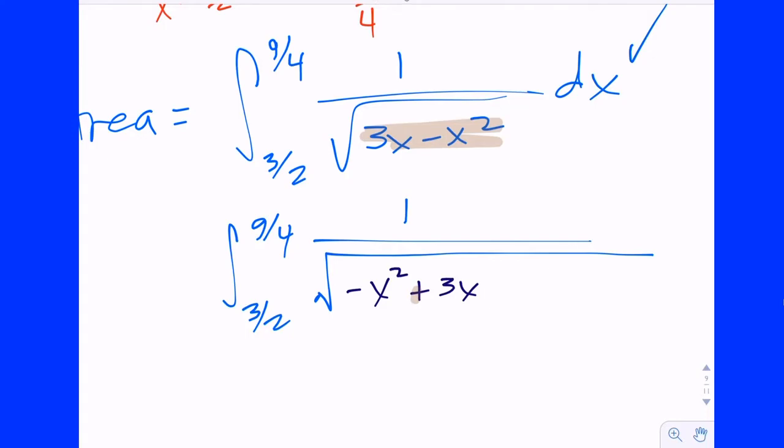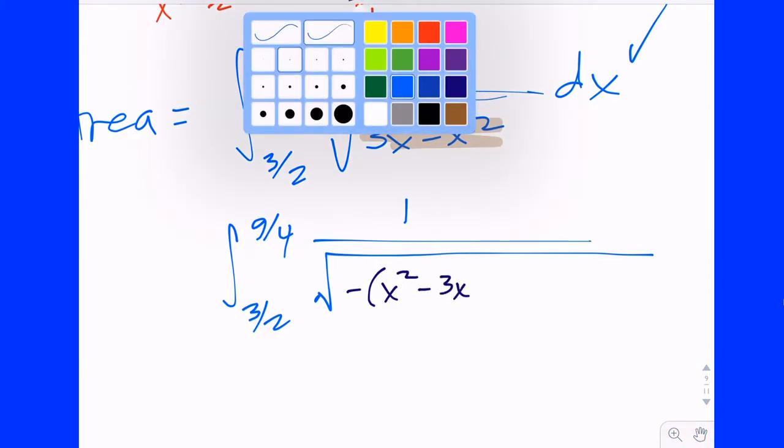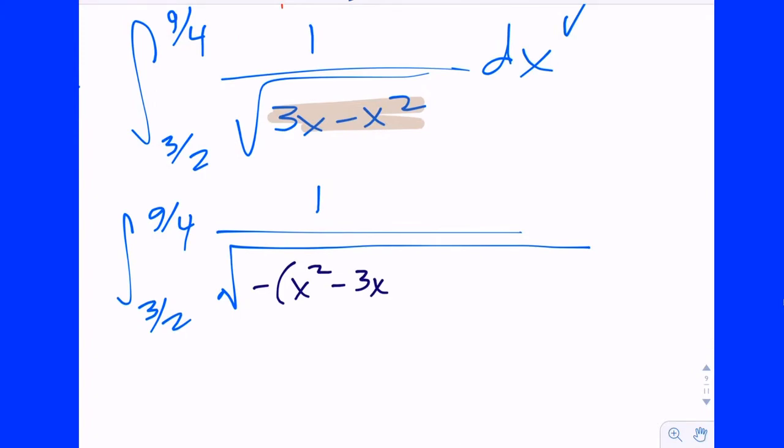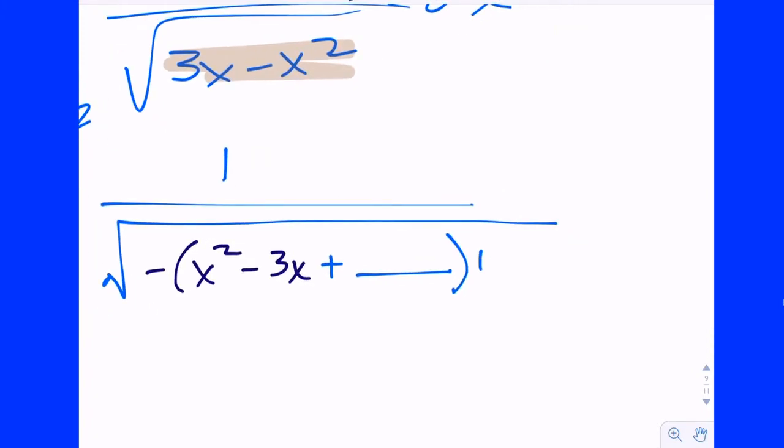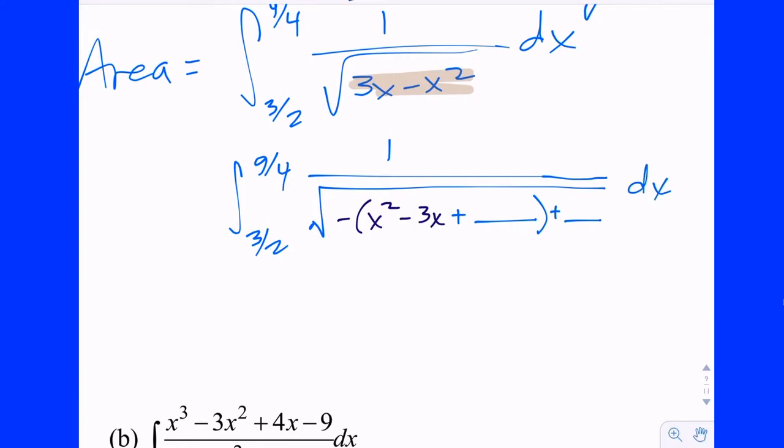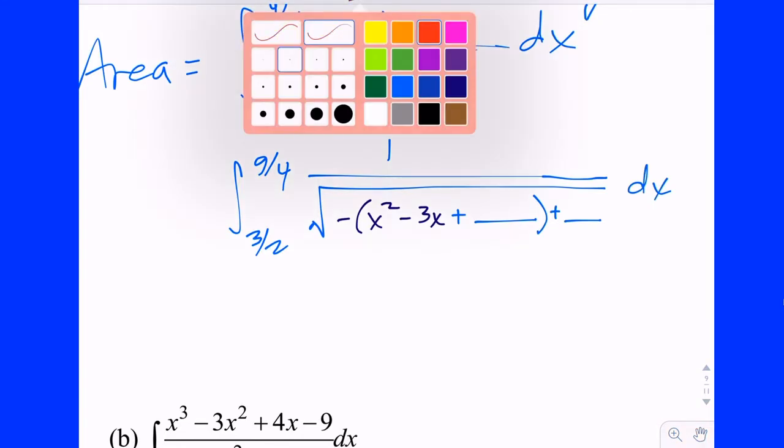Now I'm not going to take a whole other line to do that, but if you factor out that negative, you're left with a positive x squared, then a minus 3x. And now you're going to complete the square inside the parentheses. So plus some magical number, close it, and then plus the opposite of that magical number. So in the denominator, under the radical, you're going to complete the square. All right, let's go ahead and do it.